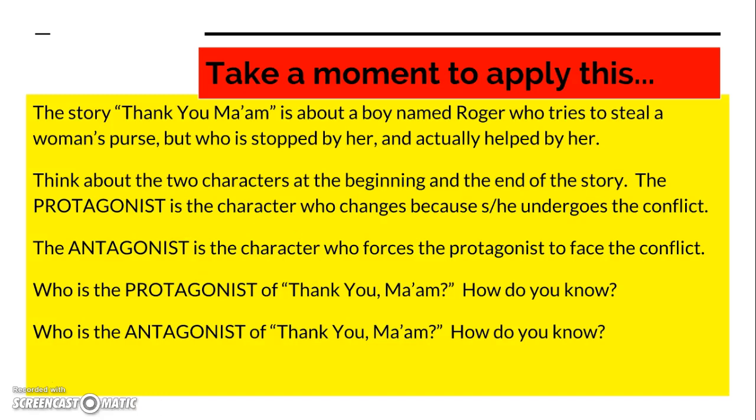The antagonist is the character who forces the protagonist to face the conflict. So on the worksheet that you got in class, please take a look at the first question. Who is the protagonist of Thank You Ma'am, and how do you know? Who is the antagonist of Thank You Ma'am, and how do you know? Please pause the video, answer those questions right on your worksheet, and then you can start it up again, and we'll continue.